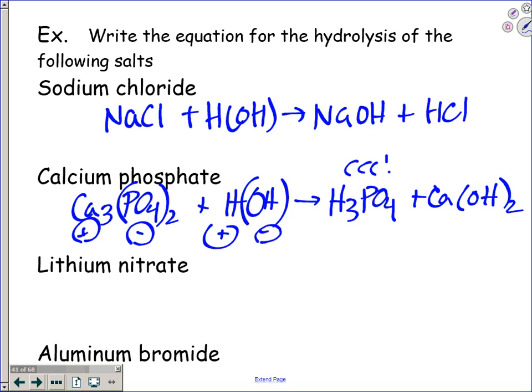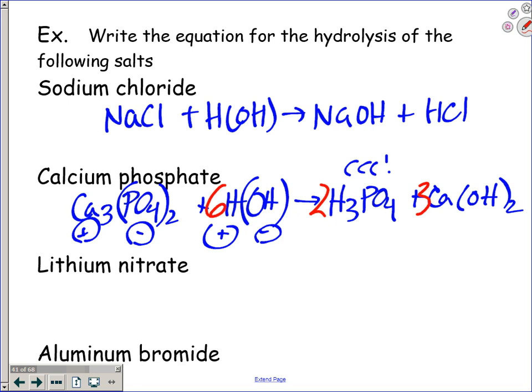Balance this for me. Go for it, Zane. We put a 6 in front of the HOH, and then a 2 in front of the phosphoric acid, and then a 3 in front of the calcium hydroxide. So that's 3 calciums, good. 6 hydroxides, 6 H's, and 3 calciums.